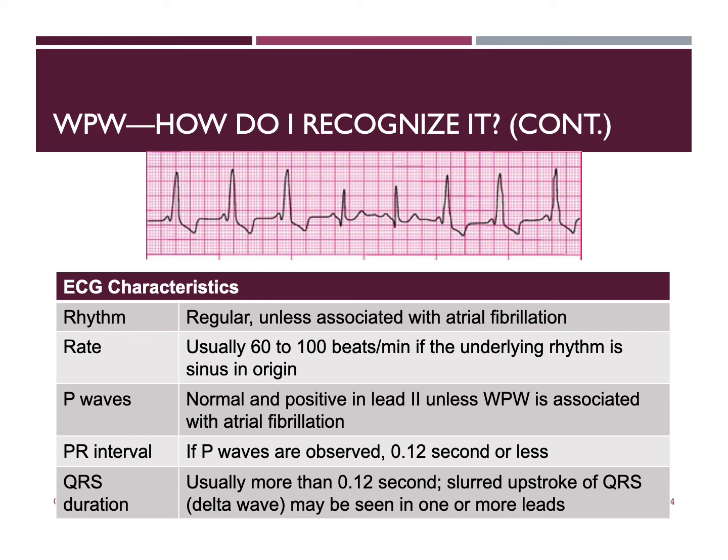So what you're going to see in this rhythm strip is an example of that intermittent pre-excitation. The first 3 beats show pre-excitation, and then it's followed by abrupt normalization of that QRS complex in the next 2 beats, and the pre-excitation pattern returns for the final 3 beats.